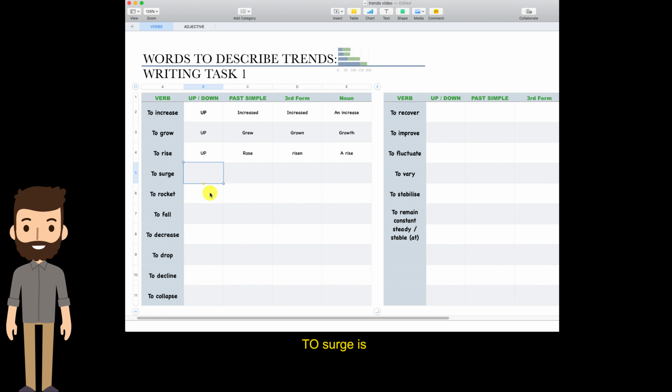To surge. To surge is going up, but it's to go up a bit quickly. So I'm just going to say up, and it's going fast. For example, house prices in Toronto have surged in the past year. That means house prices have gone up really quickly, pretty fast. Past simple would be surged. Third form is also surged. The noun is a surge.